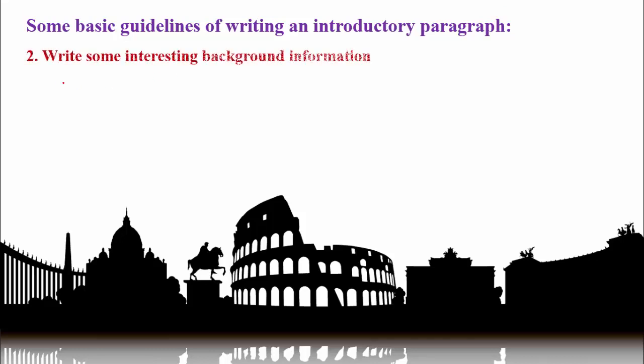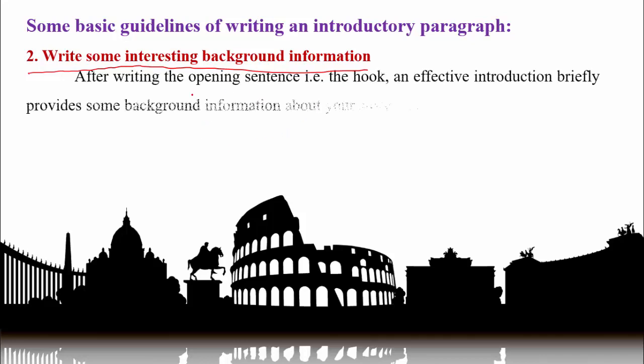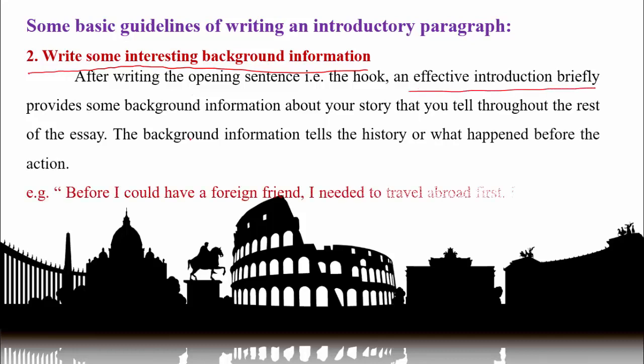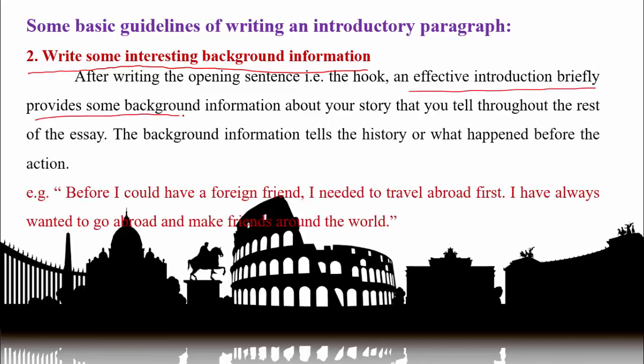Now let's talk about number 2 of our guideline. Write some interesting background information. After writing the opening sentence, that's to say the hook, an effective introduction briefly provides some background information about your story that you tell throughout the rest of the essay. The background information tells the history or what happened before the action. Example: "Before I could have a foreign friend, I needed to travel abroad first. I have always wanted to go abroad and make friends around the world."